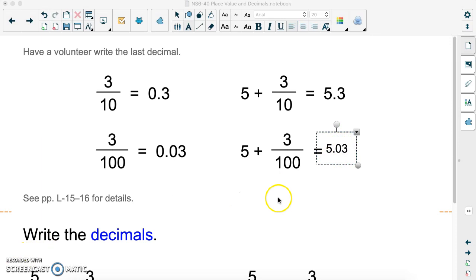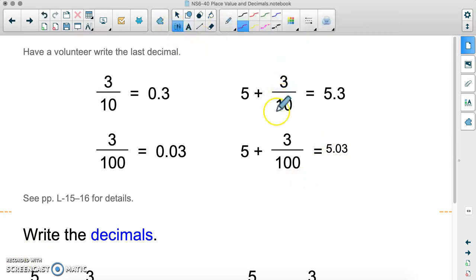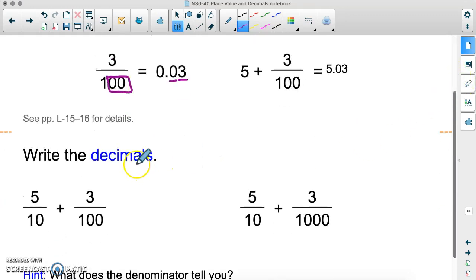An easy way to remember how to use your 0 placeholder is to look at the denominator of your fraction. The denominator tells you how many places after the decimal point the digit goes. Tenths has 1 zero, so the tenths go 1 place after the decimal point. If we're dealing with hundredths, it has 2 zeros, so the number's going to go 2 places after the decimal. Okay, so keeping that in mind, let's do this number here.